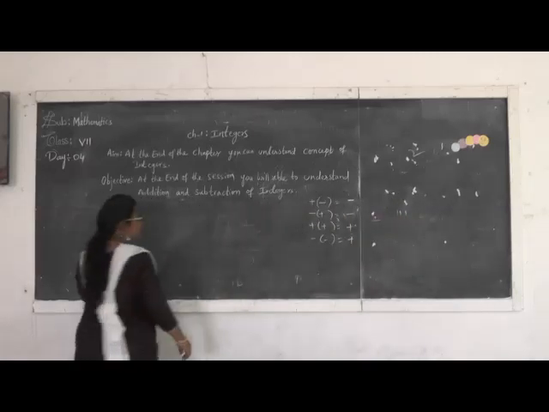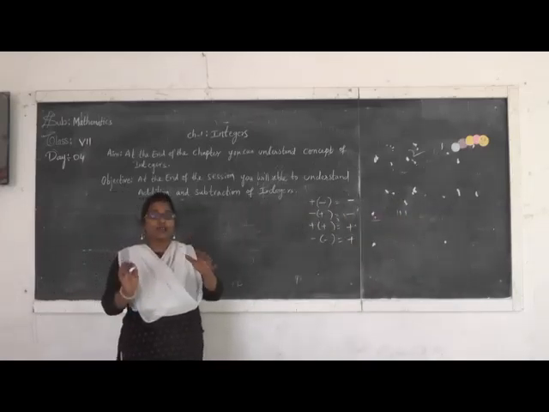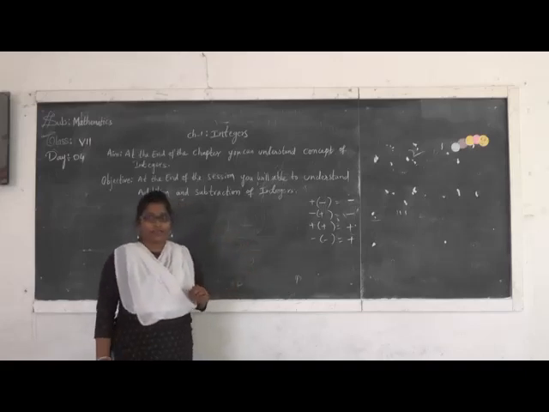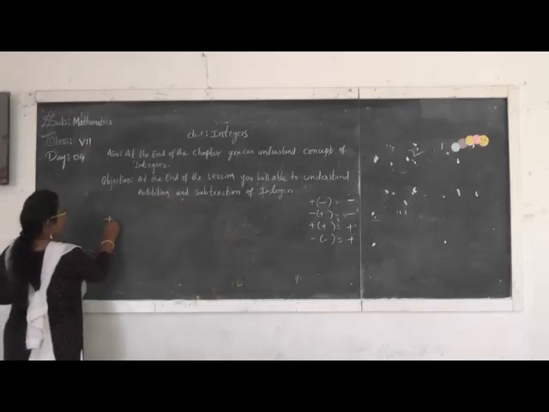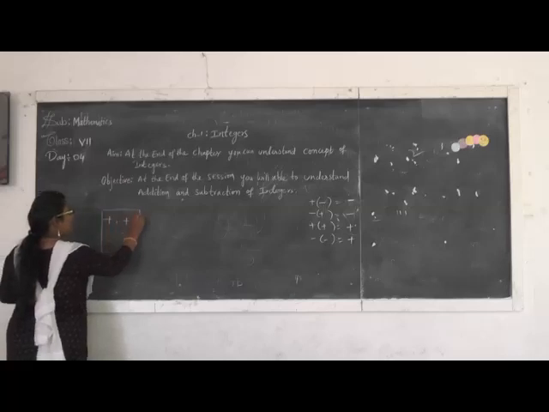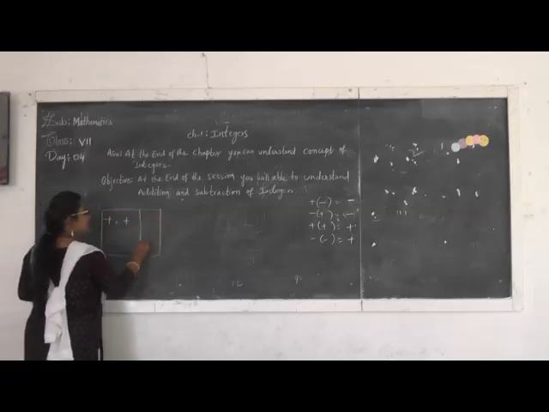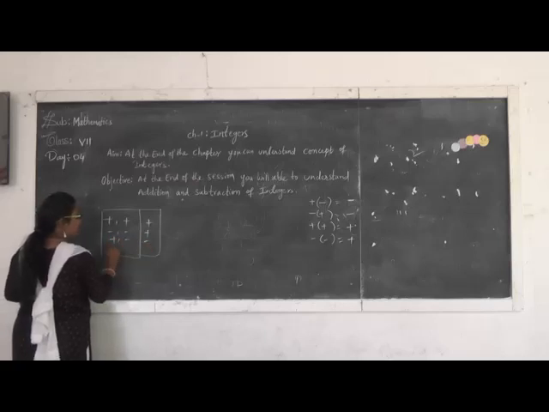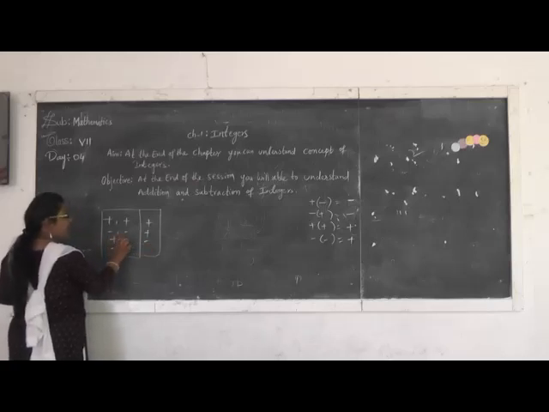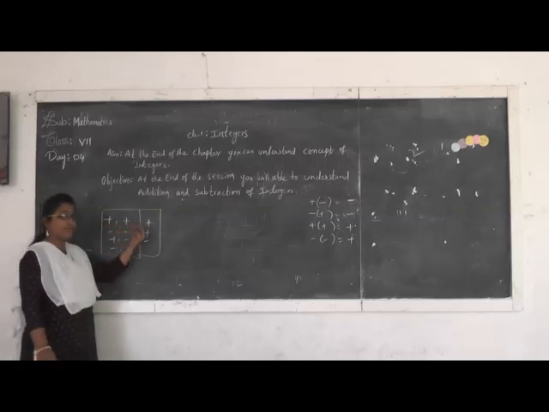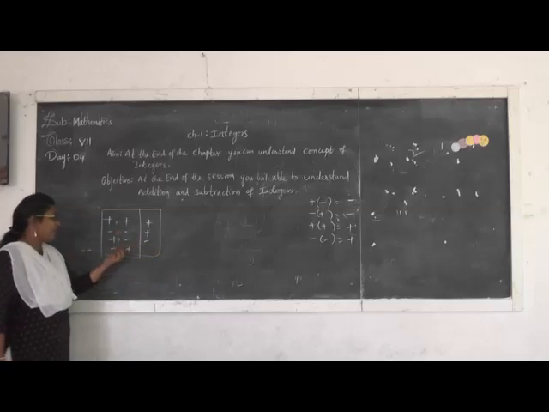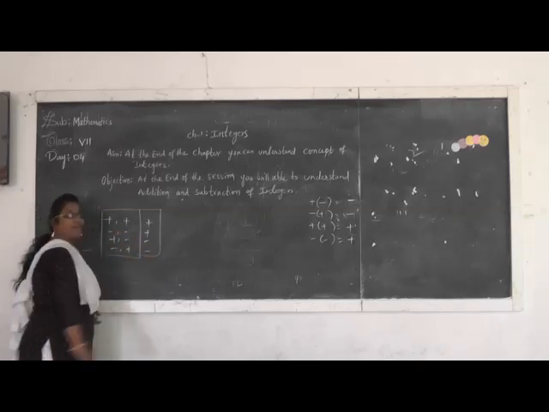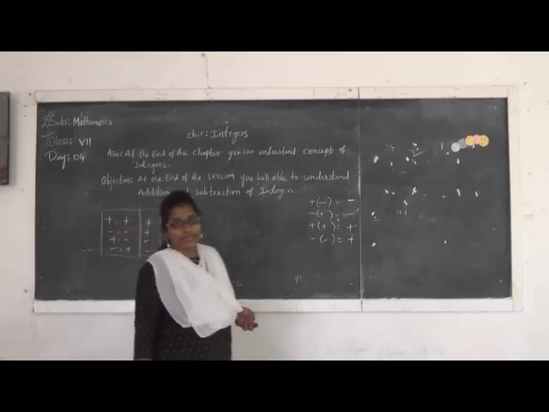So yesterday you were clear about how to simplify the integers, right? That means whenever we are simplifying two like symbols, the result is positive. Do you remember this? Whenever we are simplifying two negative symbols or two positive symbols, we have to do positive addition. Whenever we are simplifying two unlike symbols, then we have to simplify it as a negative, that is minus.